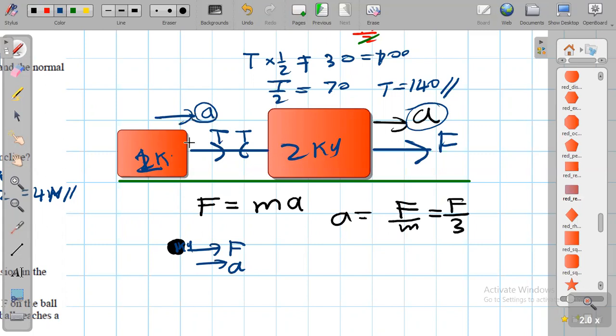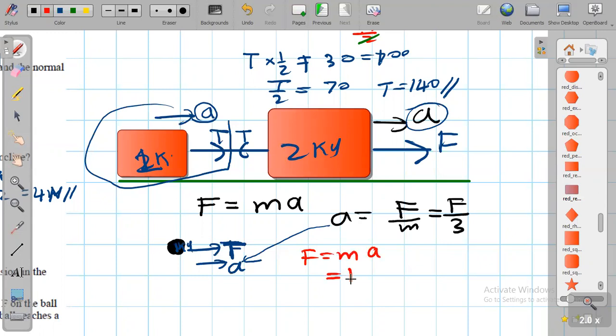You just need to provide the force of tension. Actually, the force is the tension to make this 1 kilogram accelerate under the same acceleration. So what is it? F equals ma. Here the m is 1. What is that acceleration? It is F over 3. The answer is just going to be F over 3 Newton.